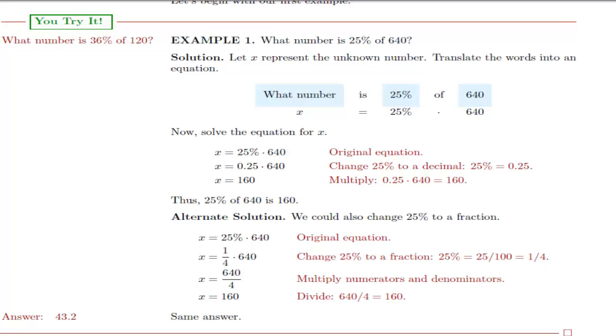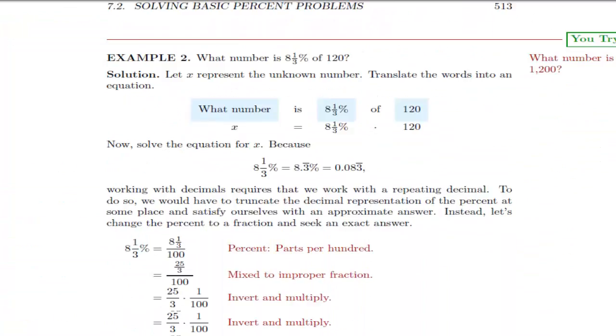Now solve the equation for x. Change 25% to a decimal, 0.25. Then multiply: 0.25 times 640 is 160. Thus, 25% of 640 is 160. Alternate solution. We could also change 25% to a fraction, 1 over 4. And 1 over 4 times 640 is 640 over 4, and 640 over 4 is 640 divided by 4, which is 160. The same answer.